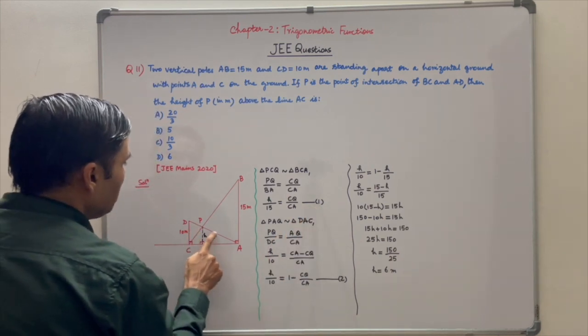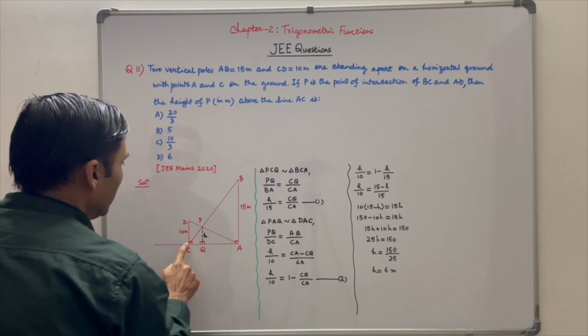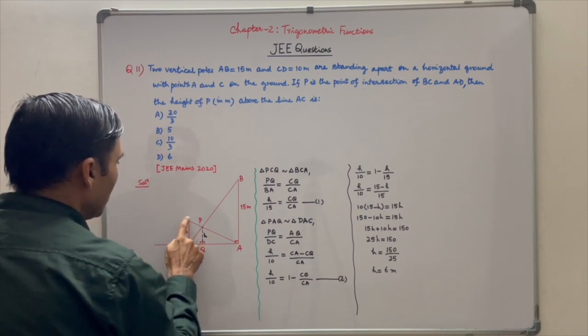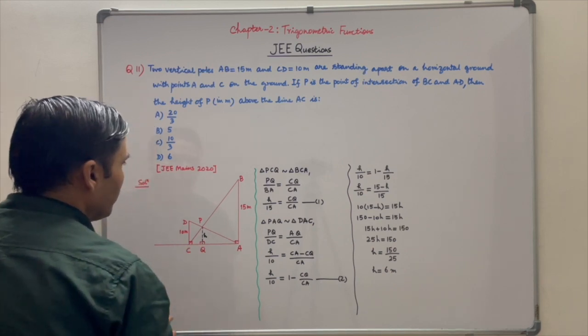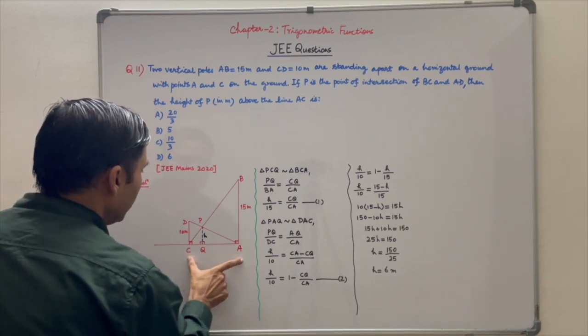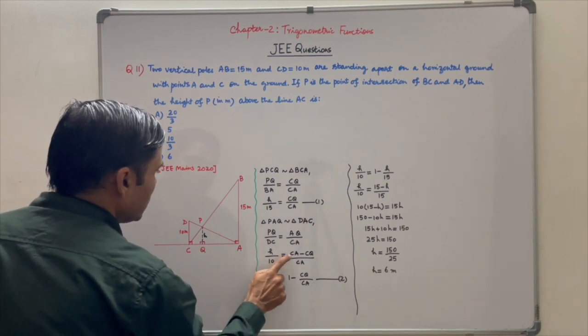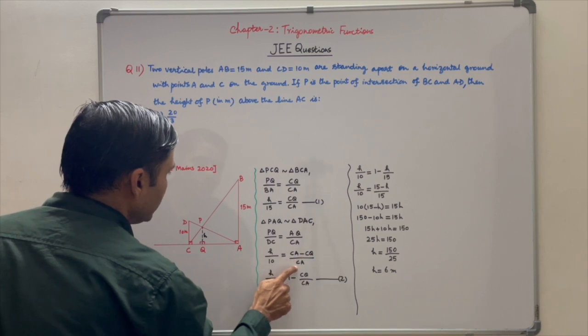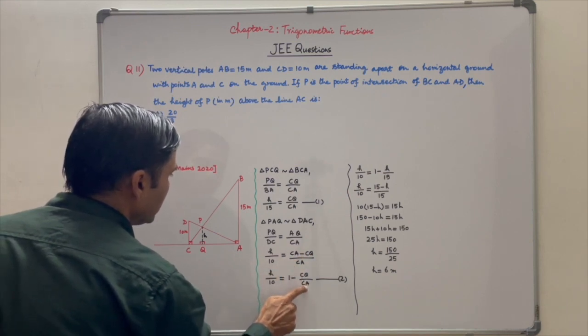Similarly, triangle PAQ and triangle DAC are similar triangles. So PQ upon DC is equal to AQ upon AC. AQ we can write as AC minus CQ. So H upon 10 is equal to CA minus CQ upon CA. This we can write as 1 minus CQ upon CA.